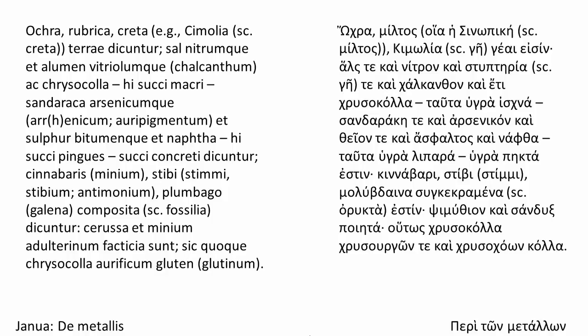Ochre, rubrica, creta, exempli gratia chemolia, terrae dicuntur. Sal, nitrumque et alumen vitriolumque vel calcantum ac crusocola hi succi macri, sandarica arsenicumque vel auripigmentum et sulfur bitumenque et naphtha hi succi pingues, succi concreti dicuntur. Cinnabaris vel minium, stibi, stimi, stibium vel antimonium, plumbago vel galena composita dicuntur. Cerusa et minium adulterinum facticia sunt. Sic quoque crusocolla aurificum gluten.